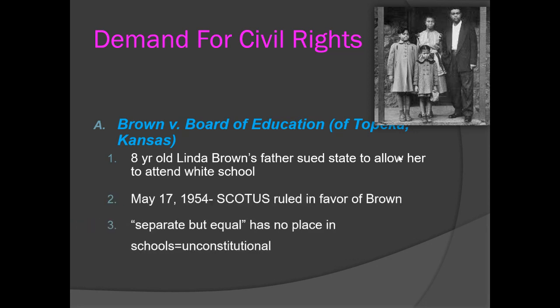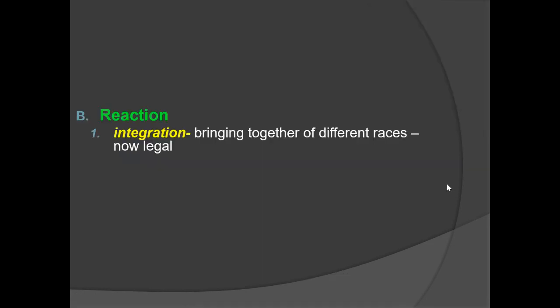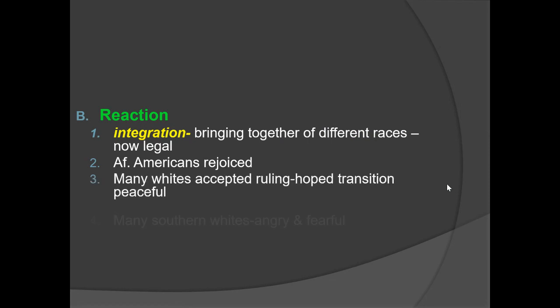So I'm just going to briefly go through this. I don't believe this is part of your note packet, because you read about this, and this is just Brown versus Board of Education. This is when separate but equal, basically Plessy versus Ferguson, is ruled unconstitutional and has no place in schools. And that starts with 8-year-old Linda Brown, and her father sued the school board. That's in Topeka, Kansas. And that goes on to the Supreme Court. And so by 1955, school boards should be integrating. Integrating is the bringing together of different races.